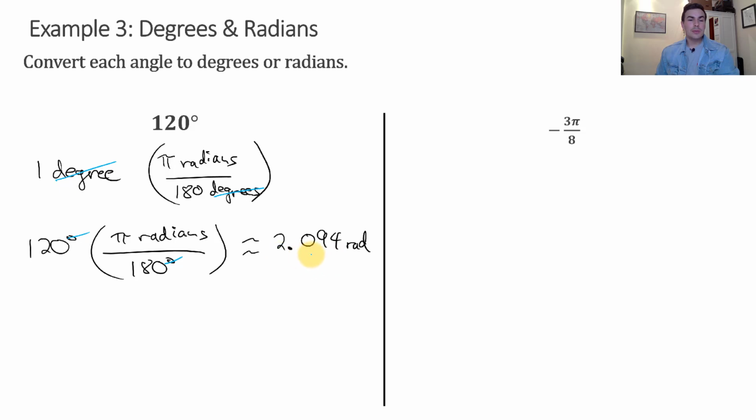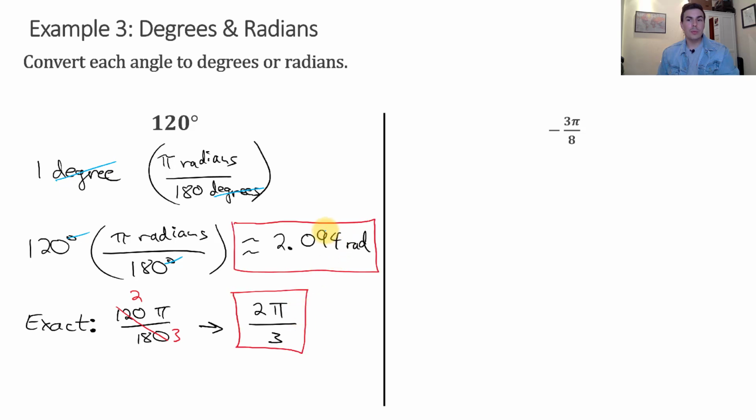Now, if it asks for an approximation, this would be a great approximation. However, if it asks for an exact value, then you're going to want to simplify this ratio that we have here. So in this case, 120 over 180 simplifies to 2 over 3, and my exact value in radians would be 2 pi over 3. Okay, so depending on what it asks you for, understand how to simplify that or type that into your calculator.